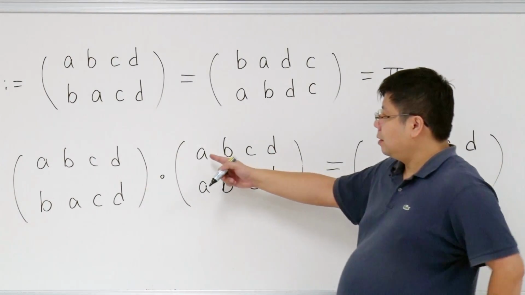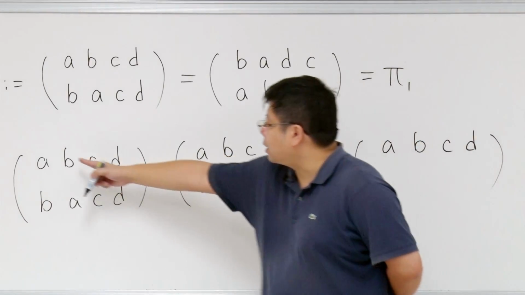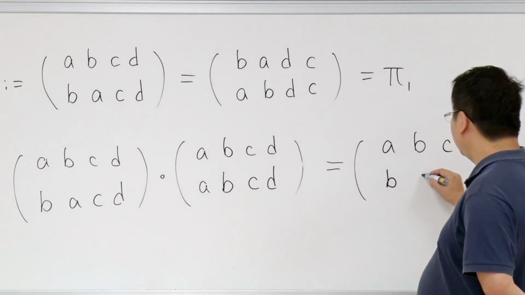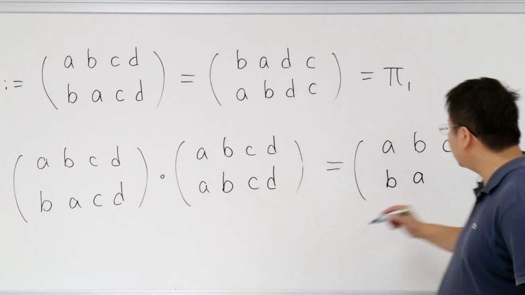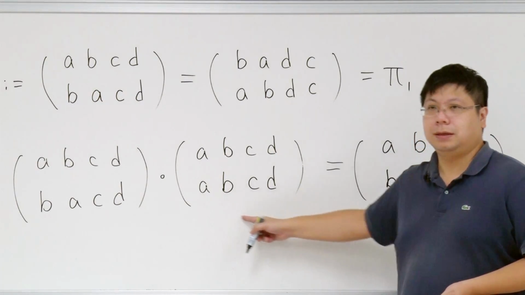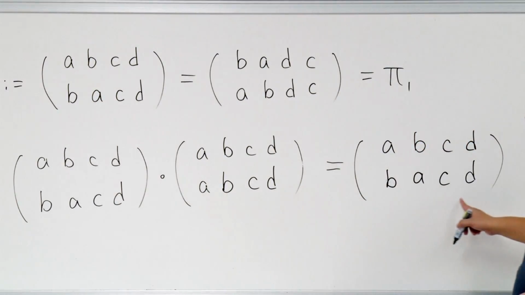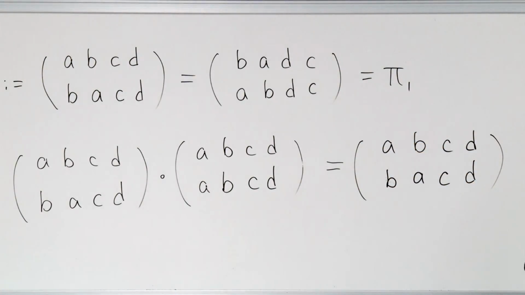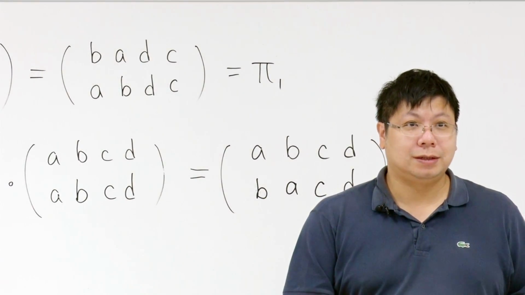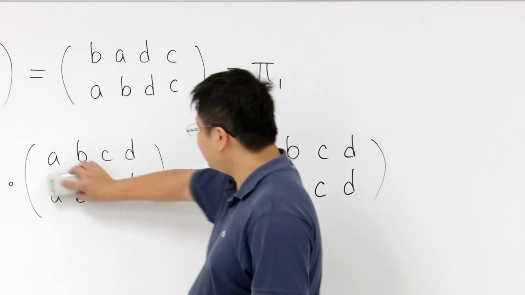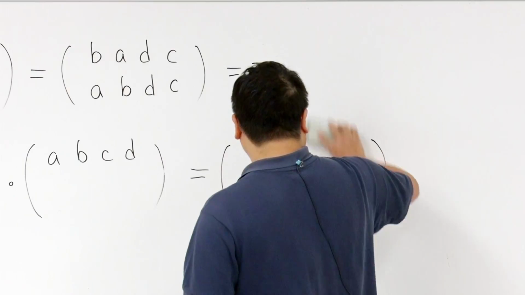In that case, when you apply the two operations, A goes to A and then A goes to B, you get B. B goes to B and then B goes to A, you get A. C goes to C and then C goes to C, you get C. And D goes to D, D goes to D, you get D. So after applying this to the right-hand side, you get the same thing. And similarly, after applying this to the left-hand side of any permutation, you get the same thing. So this is the identity. Is that okay? And then how about the inverse? Each one should have a unique inverse. What is the inverse? Inverse is easy. You just exchange the two rows.